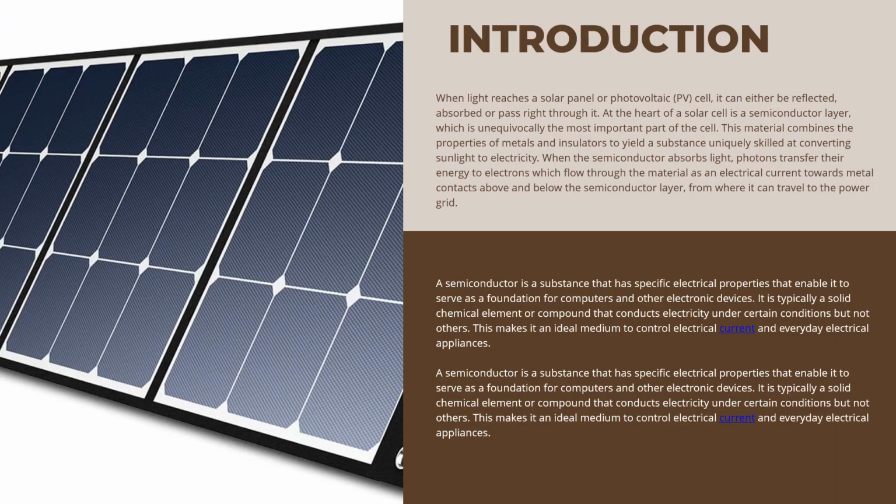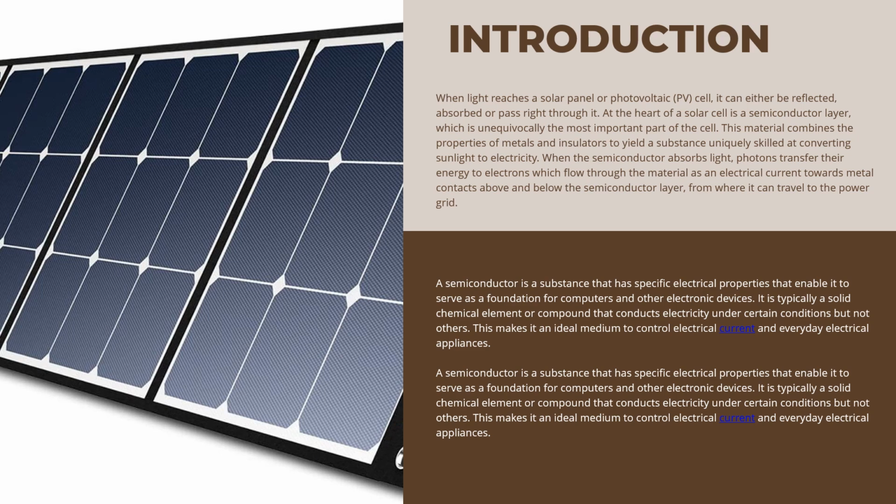So, introduction. When light reaches a solar panel or photovoltaic cell, it can be either reflected, absorbed or passed right through it. At the heart of a solar cell is a semiconductor layer, which is unequivocally the most important part of the cell. What this introduction means is how the semiconductors work in the solar panels that provide electricity and many other things. So we are going to see about that.